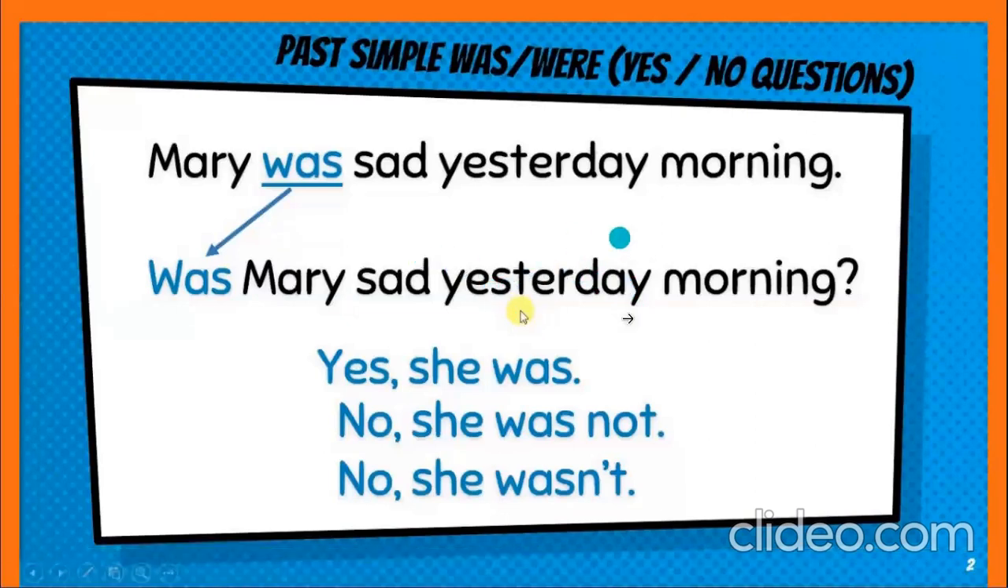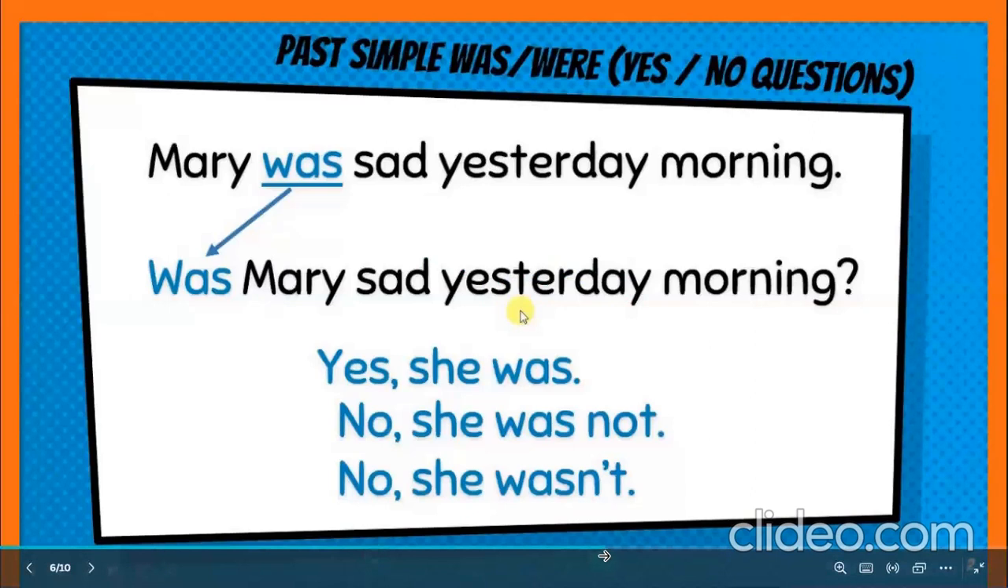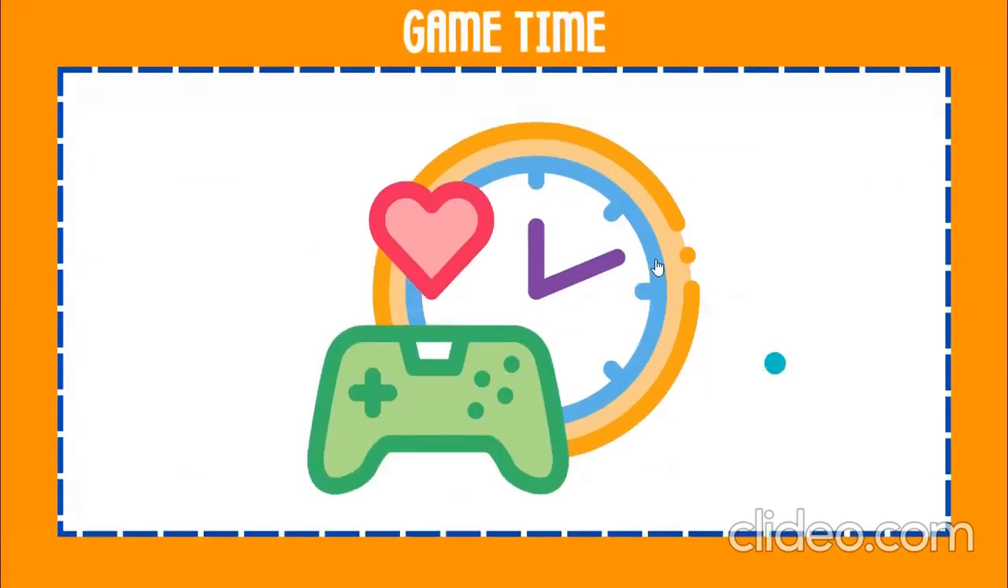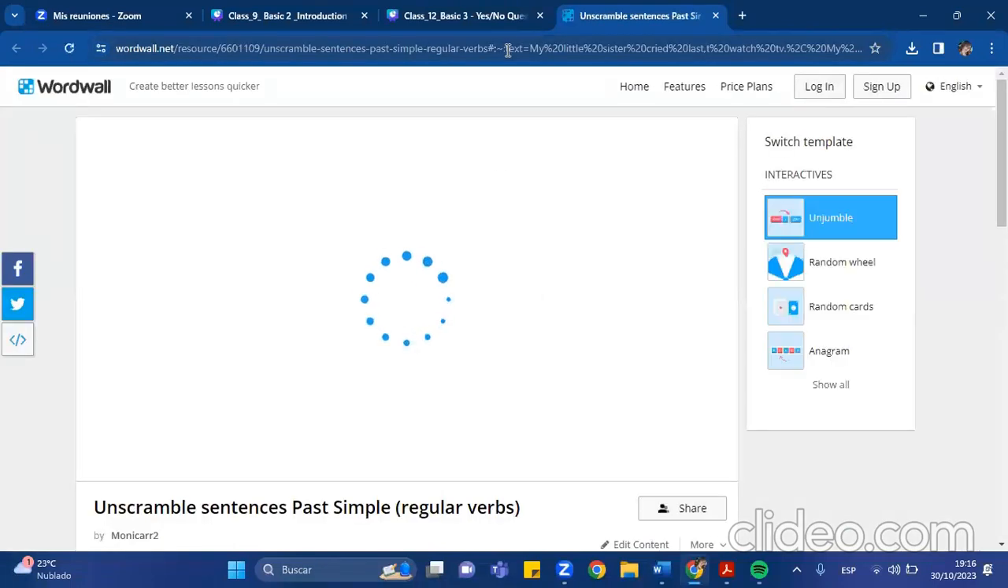Questions so far, Cesar? Questions about this? No question, teacher. No questions? All right, good. So let's have the game here. So those are some unscrambled sentences.